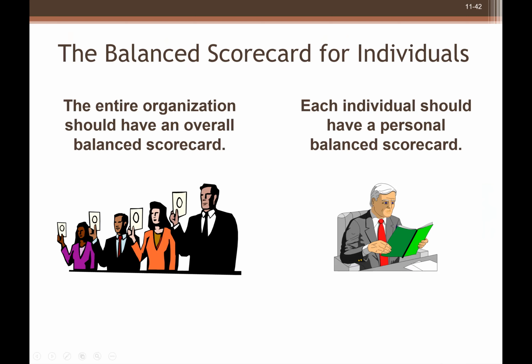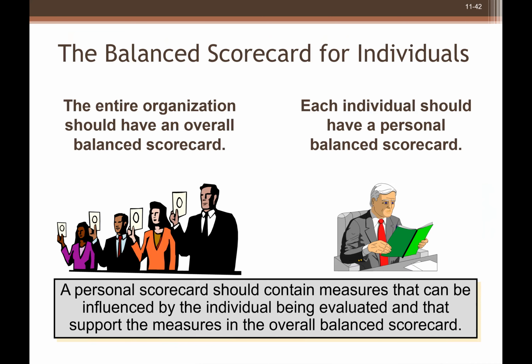So the balanced scorecard for individuals. First of all, we have the overall organizational balanced scorecard, and each individual should have a personal balanced scorecard as well. For example, the organizational scorecard is out of 10 points, and any individual who is above 6 should be considered a good employee, and any individual whose scorecard is less than 6 is not good and should be given warnings or sent for training or should be fired.